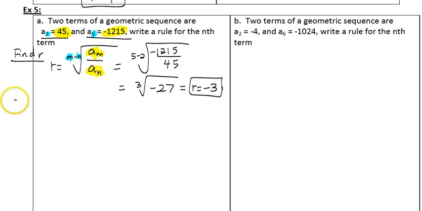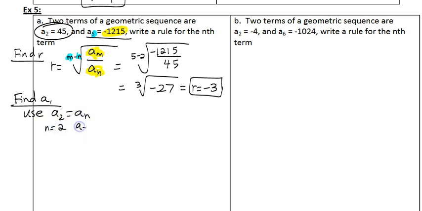Once I have r, I have enough information to find term 1. And now this is like what I just did in example 4. So this really just has one extra step, and that is we have to find r by ourselves. Now I have two different terms I could potentially use, like we did in section 11.2. Just pick whichever one looks easier to you. So a sub 2 looks like it has smaller numbers, so I'm going to use term 2 as term n, which means n is equal to 2, and term n, which is term 2, is 45.